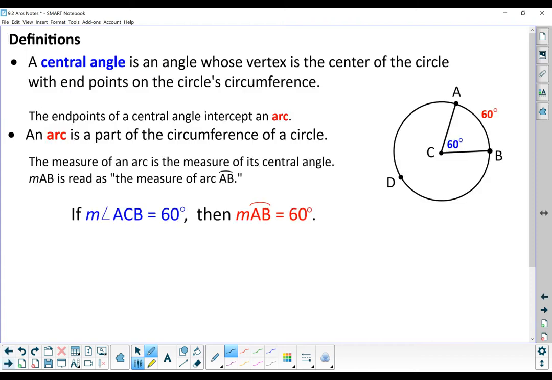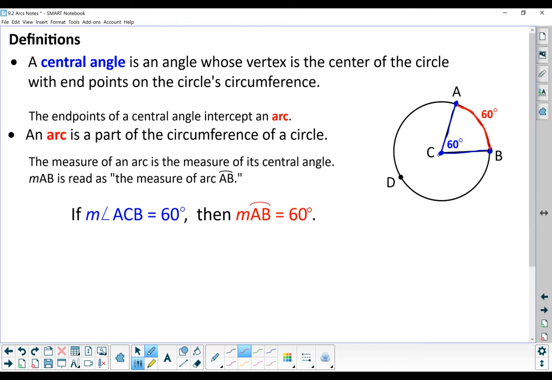So we need to start by talking about central angles. A central angle is an angle whose vertex is the center of the circle. So we've got this angle right here, and the vertex of the angle is the center. When you have a central angle, the sides of the angle will intercept the circle, or intersect with the circle, and they create an arc. An arc is just a portion of the circumference of the circle. So the measure of an arc is the same as the measure of its central angle.